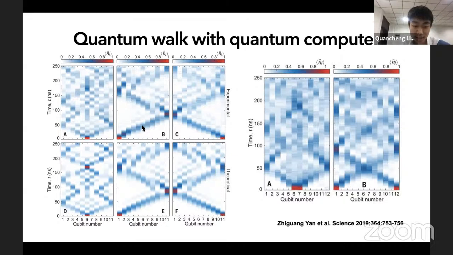And they also studied the case where they start from the left side and also from the right side of the qubits. That is, initially rather than exciting qubit number 6, we excited qubit number 1. And this is how the worker works in the system. And also this is the theoretical prediction. We can see these two pictures also agree quite well.